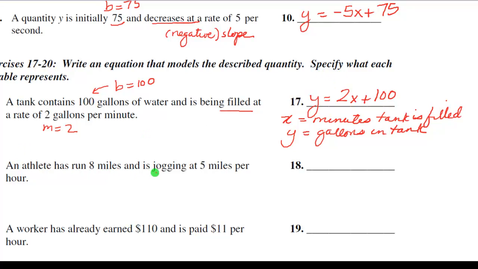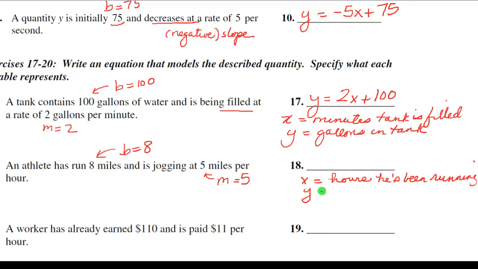All right, an athlete has run 8 miles and is jogging at 5 miles per hour. So we're assuming we're starting this after he's jogged his 8 miles. So b equals 8, and his slope is 5. That's his rate of change. So x is the number of hours he's been running, and then y is going to give us the miles he's run. So then y equals 5x plus 8. And that's our model.